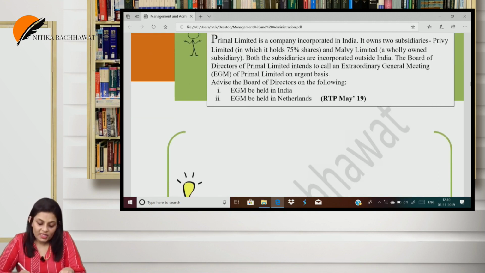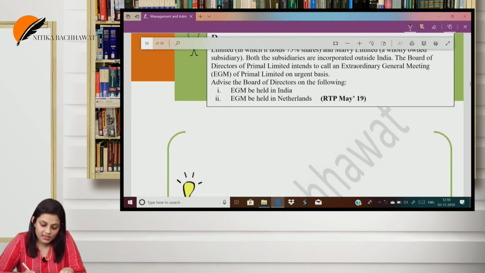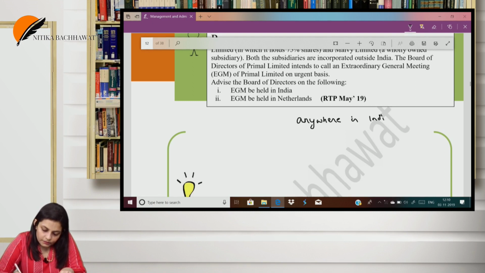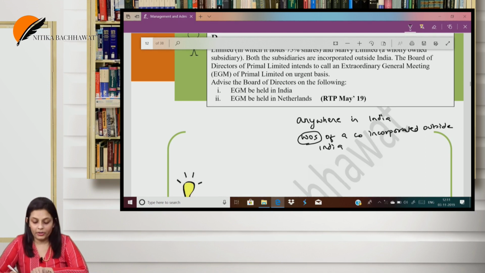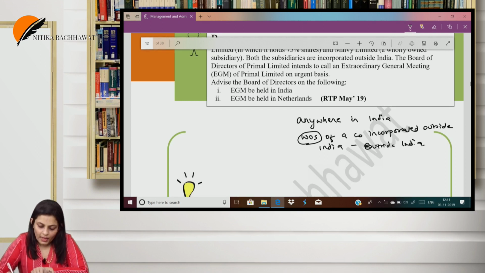Now, as far as the EGM is concerned, the law says an EGM can be held anywhere in India. If a company is a wholly owned subsidiary of a company incorporated outside India, it can be held even outside India. In this case, Primal Limited wants to call the meeting. Primal Limited is a company which is incorporated where? In India. So can it hold it in India?